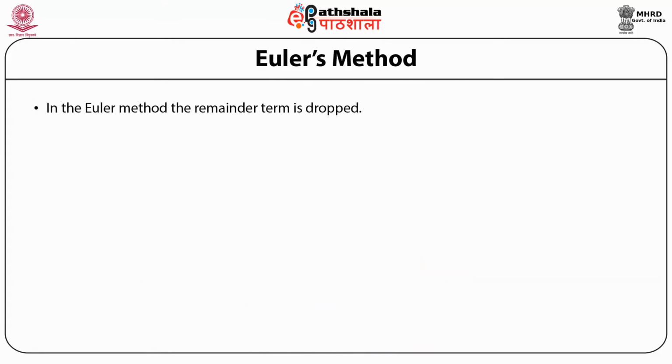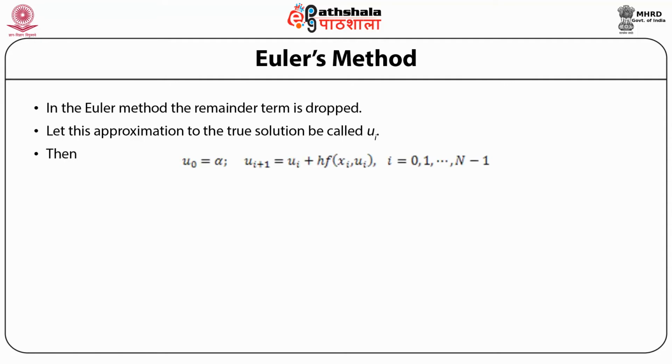In the Euler method, the remainder term is dropped. Let this approximation to the true solution be called u_i. Then u_0 is equal to a, u_(i+1) is equal to u_i plus h times f of x_i, u_i, where i varies from 0 to n minus 1. Let this be equation number 3.